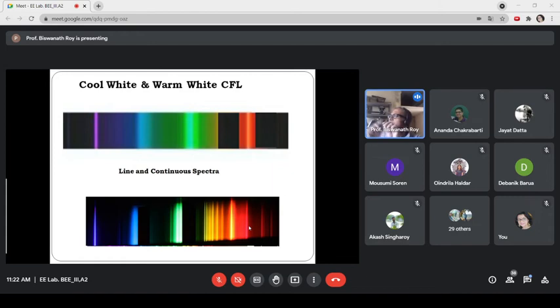Sometimes electricians covered the white tube lamp with some colored cellophane paper. But what I am saying here is that the original phosphor materials are different.